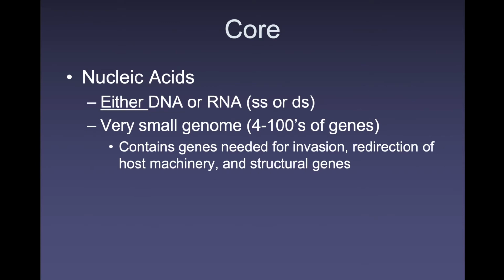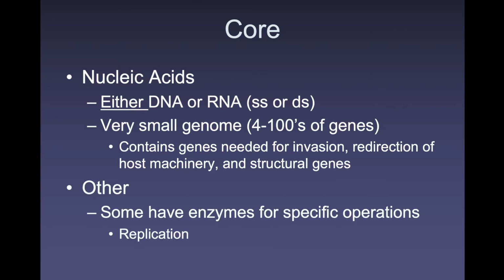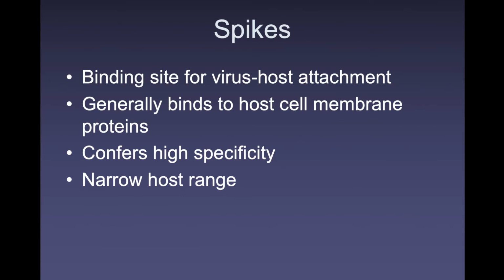This is between 4 and hundreds of genes. This is really tiny compared to any other, even a prokaryotic cell. And these genes, right, the smallest genome has genes for getting into the cell, so invasion, redirection of host machinery, and then the structural genes, so those capsomer subunits must be encoded, and then any of those extra enzymes that are needed for reverse transcribing, for example, the nucleic acid, or perhaps those matrix proteins for the envelope. So some have enzymes for specific operations like replication, etc.